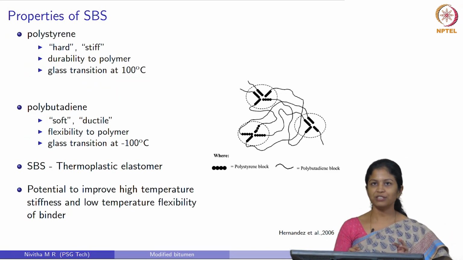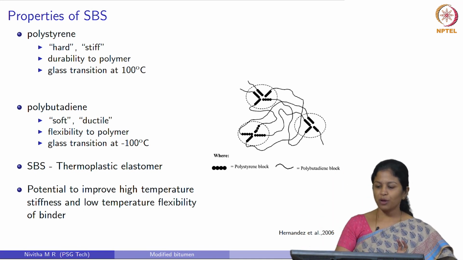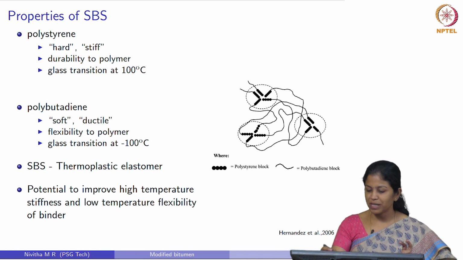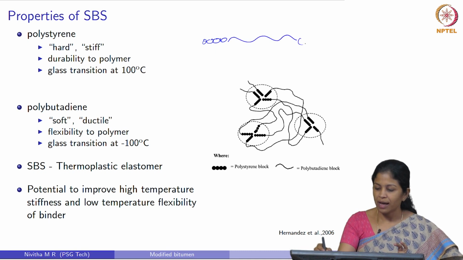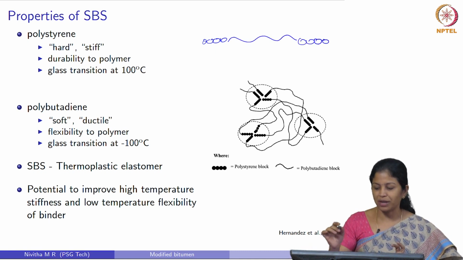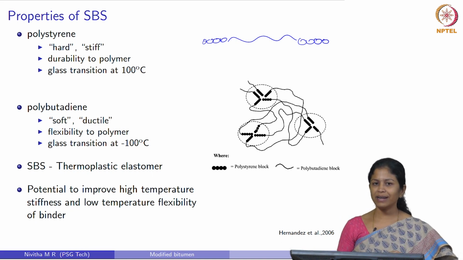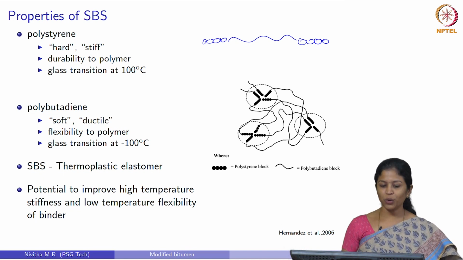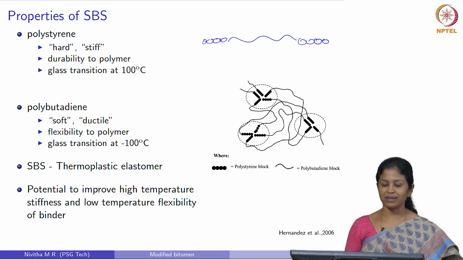So, as the name suggests, it is styrene, butadiene and styrene. If we see, this is the structure of SBS which is given here. There are styrene blocks present at one end, there is a butadiene chain, and again there are some styrene blocks present here. So, this modifier is designed in a very interesting manner. If you look into the properties of polystyrene and polybutadiene, we will be able to understand that.